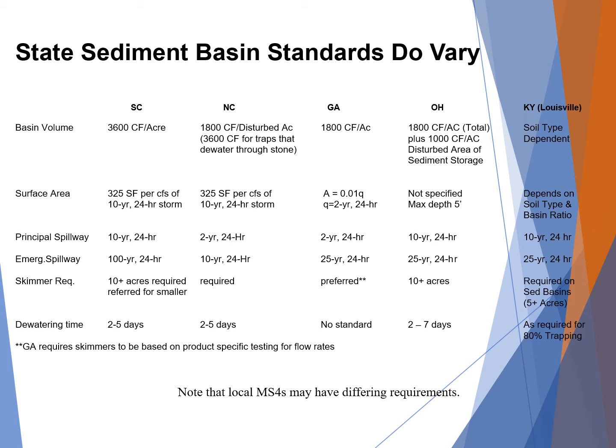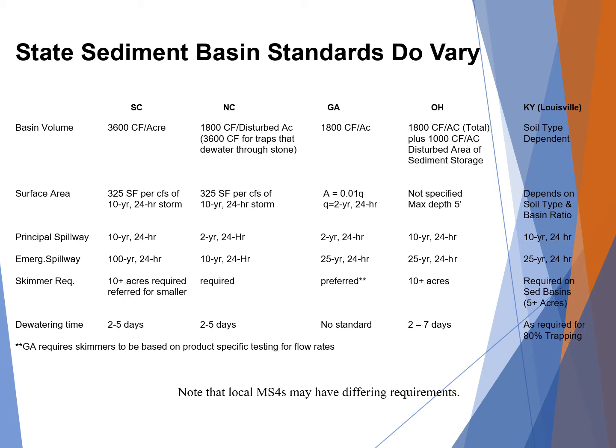In states with larger areas, it's typically because the smaller areas are allowed to use sediment traps or other methods and don't necessarily require a sediment basin. One critical thing to maintain is dewatering time. States have a 2 to 5 day time, or in some states a 2 to 7 day time. Georgia has no standard. They leave it up to the engineer of record, and Kentucky requires it to be calculated for 80% trapping.